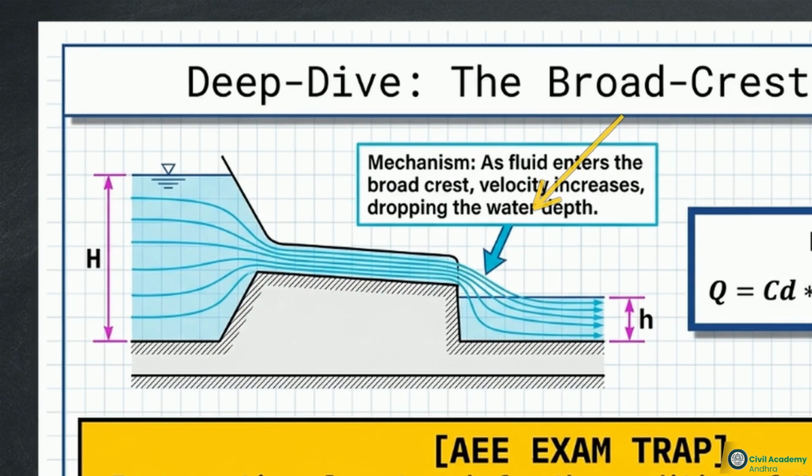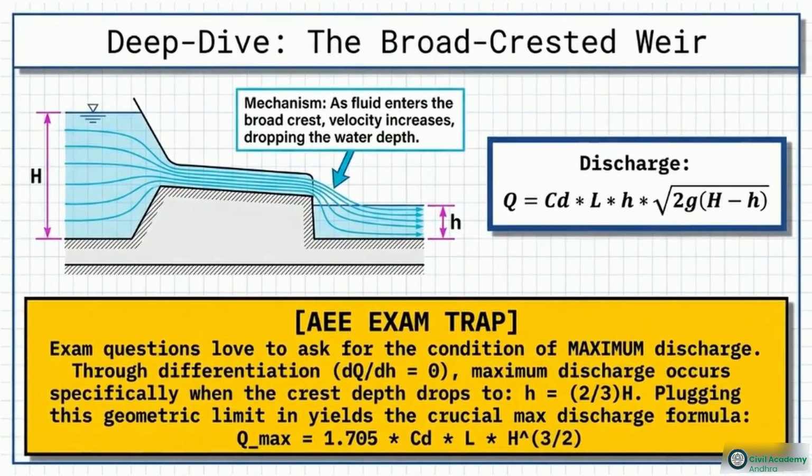to lowercase h. The exam questions often ask for the condition of maximum discharge. If we differentiate the discharge equation with respect to depth and solve for the peak, setting dQ over dh to 0, the math reveals that flow maximizes when the crest depth h is exactly 2/3 of the total head, H. Plugging this limit into the equation yields the constant 1.705.